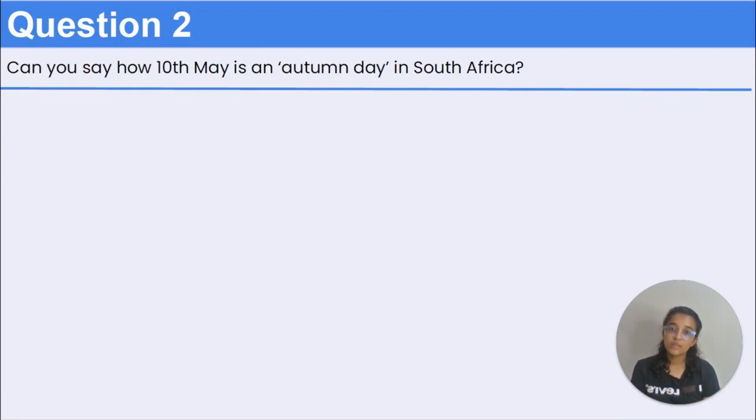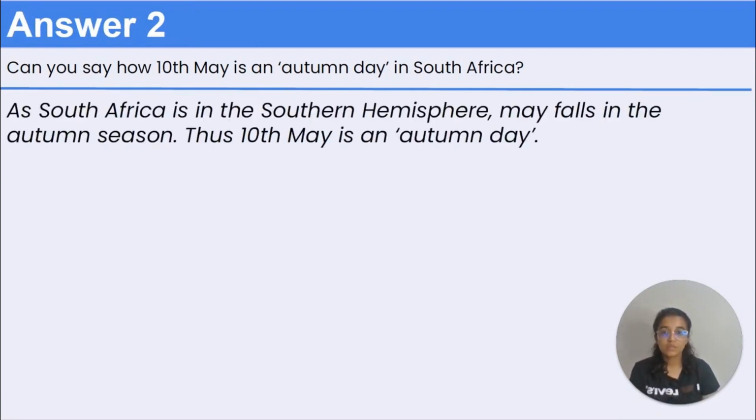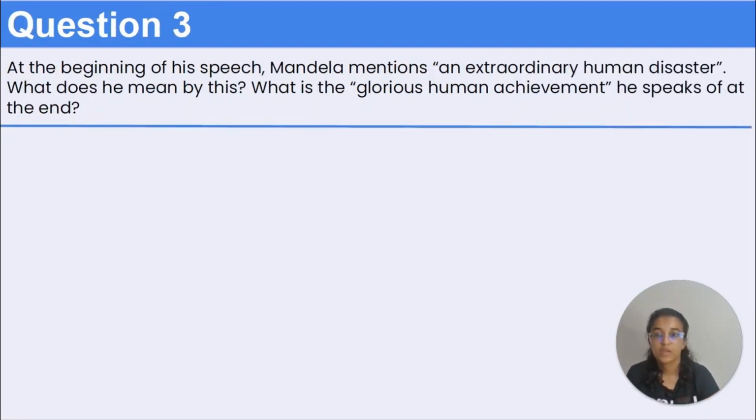Can you say how 10th May is an autumn day in South Africa? So South Africa southern hemisphere में आता है, हम northern hemisphere में रहते हैं, तो आप बस सीजन रिवर्स कर लो, तो हमारे यहाँ स्प्रिंग होगा तो वहाँ ऑटम होगा. So that's why 10th May is an autumn day.